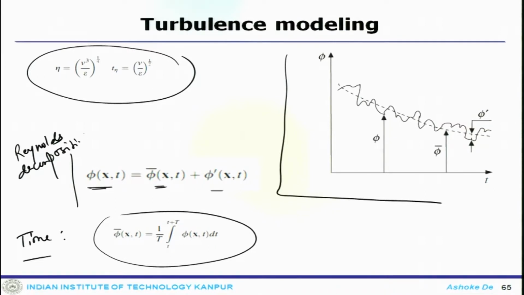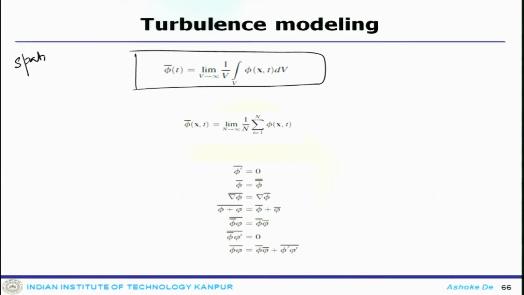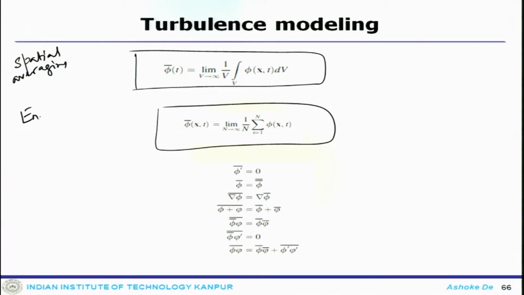Then you can also do spatial averaging. There are different ways one can define the averaging, and another way is ensemble averaging. That means you collect the sample multiple times and divide by the number of samples, and that gives you the average.